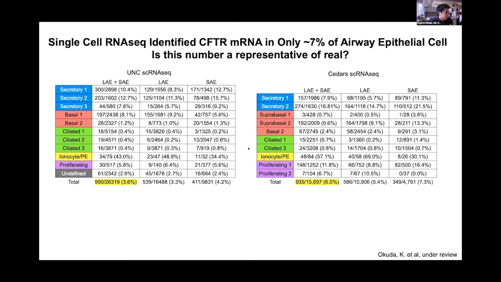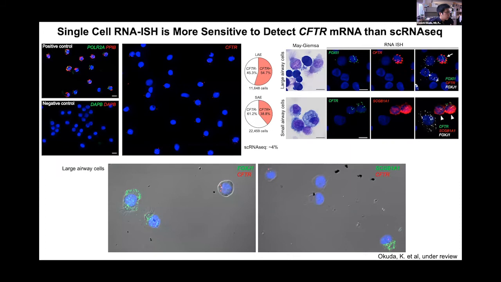So we suspect there might be more cells expressing CFTR in the in vivo situation, because CFTR is important for mucociliary clearance, and only 4 or 6% of cells expressing CFTR might not be enough to maintain all the mucociliary clearance by fluid secretion.